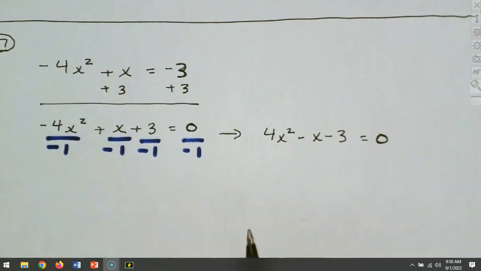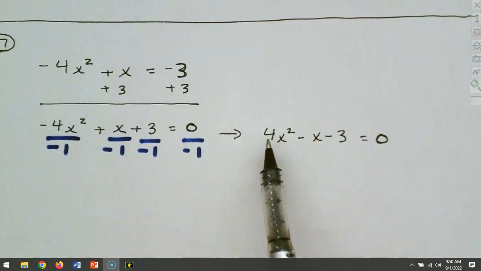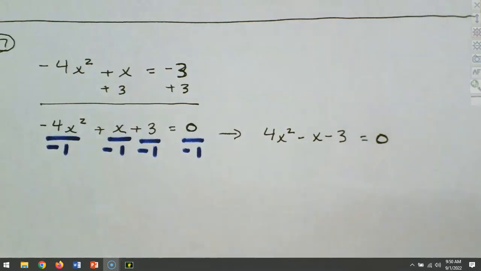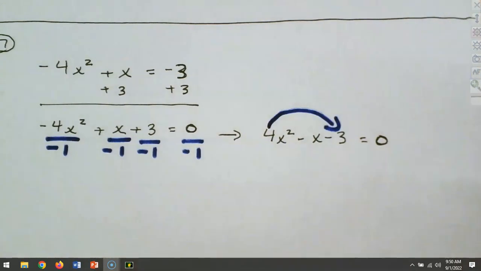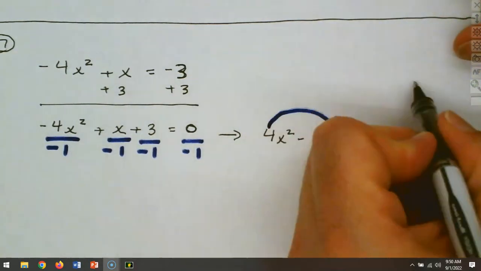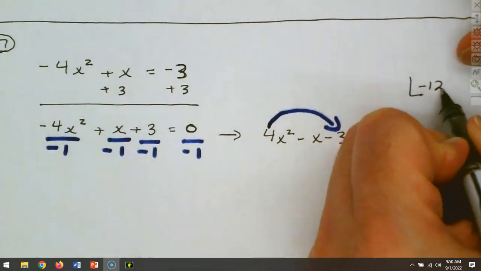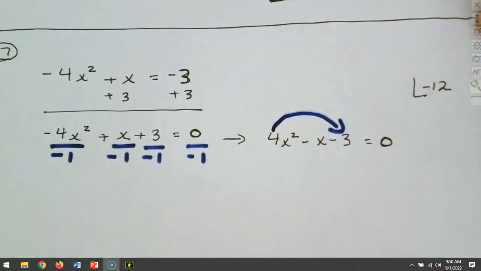And then we make sure we can't factor anything out, and we can't on these. We have a 4 and a 3, and they have nothing in common. So what do we do? We take the first number and multiply it by the last number, and we put it in the box. So 4 times a negative 3. Well, what's 4 times a negative 3? Negative 12.